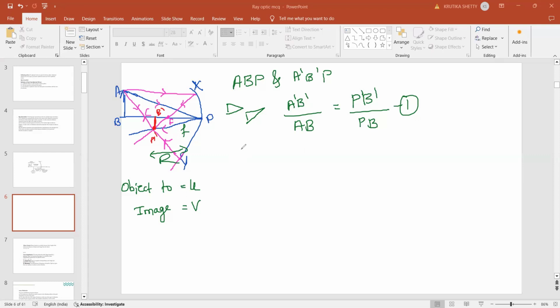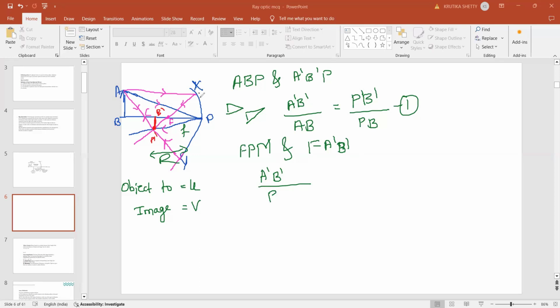Again, the similar triangles F P M and F A dash B dash. These are the two similar triangles we are considering again. So from this, again we write according to the properties: A dash B dash divided by PM. So M will be here, okay?